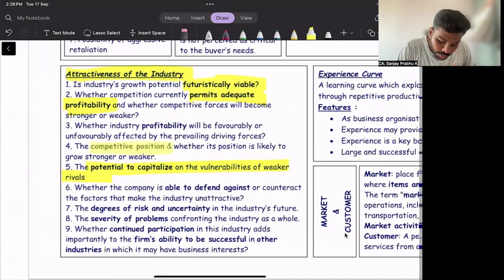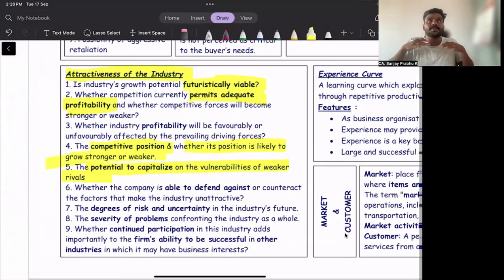What is the competitive position and whether its position is likely to grow? What is my current competitive position in the industry? What is my current competitive position? What is my position in the industry? Whether there is a possibility to grow or fall down.